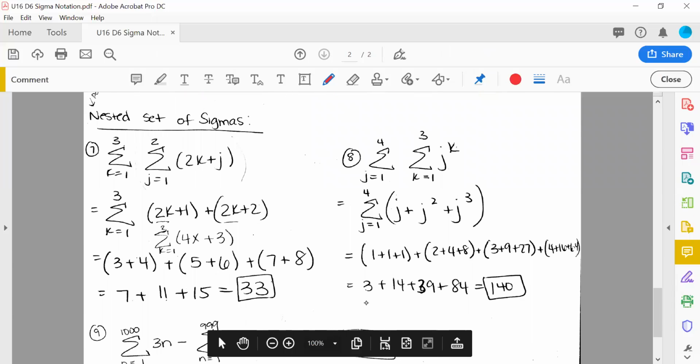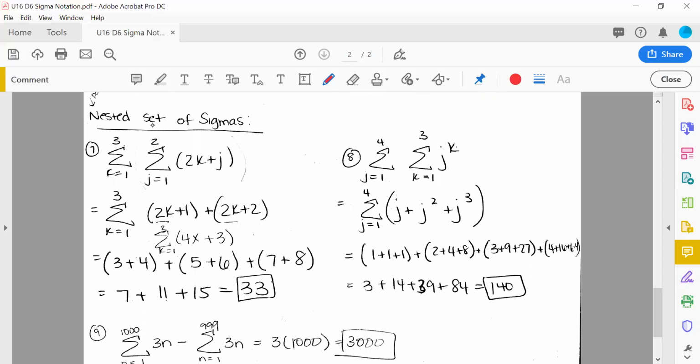To finish this thing up here, what if you have a double sum or a nested set of summation notations? You work your way from the inside out. I'll write that, inside out. So deal with the inner sum first. So it's the sum as j goes from 1 to 2 of 2k plus j. Now, I notice there's a k there, but we'll deal with that in a moment.